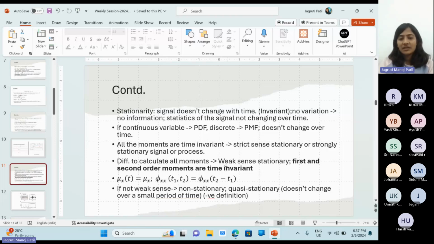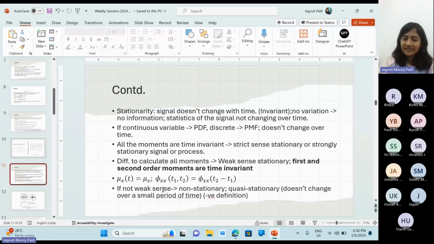There are even some signals which are called weak sense stationary, in which the first and second order moments are time invariant, which means that if you take the first order moment at a particular time t1, and if you square it and take the second order moment, both of them are time invariant. It gives you the same function. Or if you take the mean at the first interval and the mean at the second interval, both are the same.